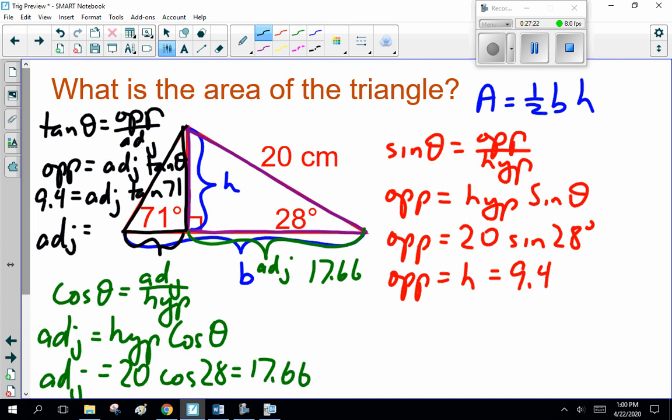Now, scrolling up to use the 9 point, where am I? 9.38 divided by tan 71. I would write that out, I'm just running out of space. 3.23. So 3.23 plus 17.69 gives us 20.89. So base is 20.89.